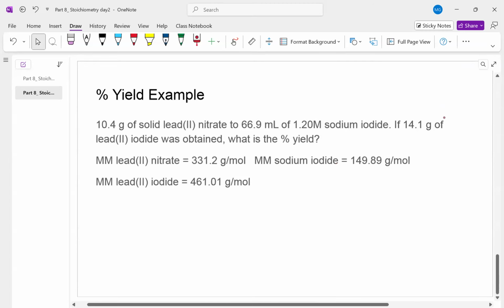All right, so let's do a really in-depth example here. And so here's the question. We have 10.4 grams of solid lead nitrate, and we're going to add that to 66.9 milliliters of a 1.20 molar sodium iodide solution. So if we get 14.1 grams of lead iodide, what is the percent yield? All right, so we haven't done a problem like this, but I want you to maybe pause the video and answer the question. What do we do first?